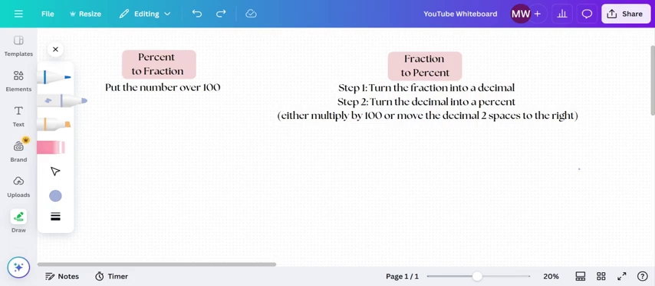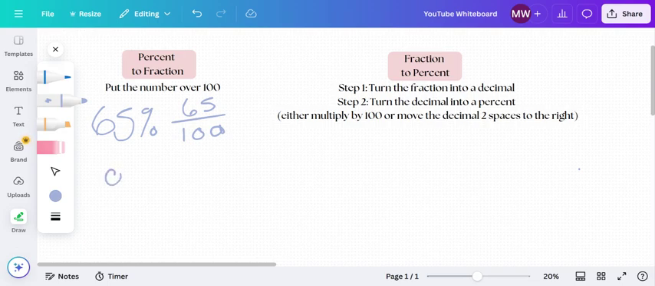So we're going to start with turning a percentage into a fraction, and this one is really straightforward. All you need to do is put the number over 100. So let's say we have 65%. I would take 65, make that my numerator, and then make 100 my denominator. And that's it. That's all you have to do.